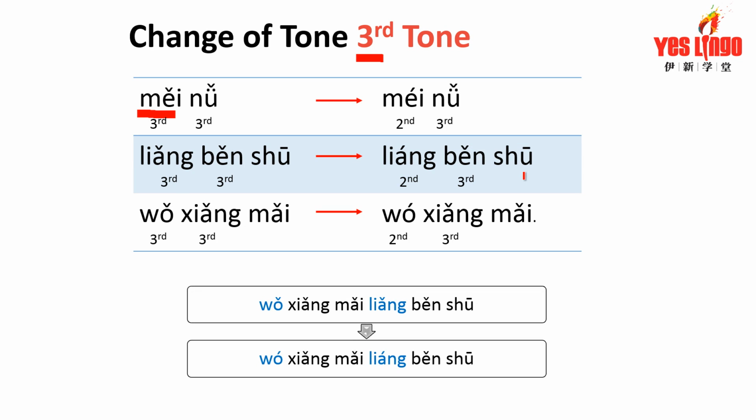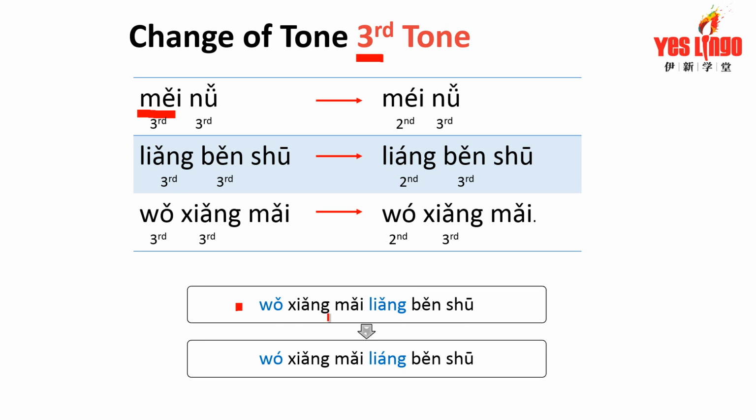So what if we had an especially long sequence of third tones? Well, we'll typically split the phrase into smaller parts separated by a brief pause, and then apply this rule to each small part. So let's look at this example sentence here. 我想买两本书.